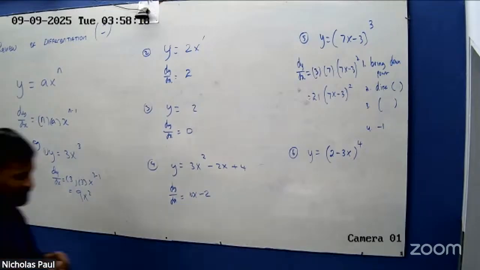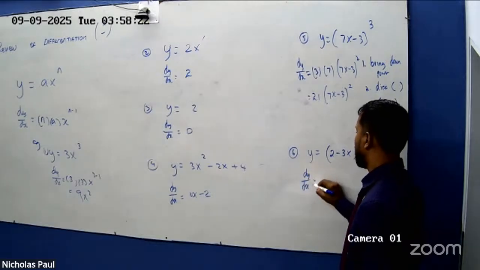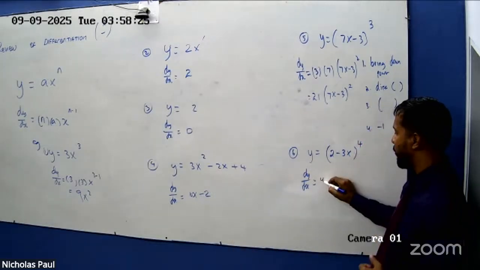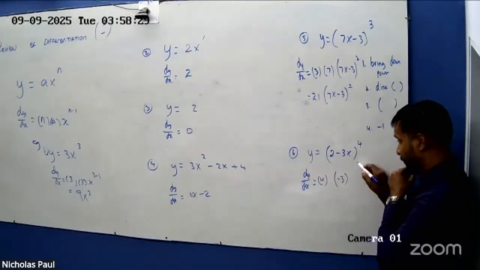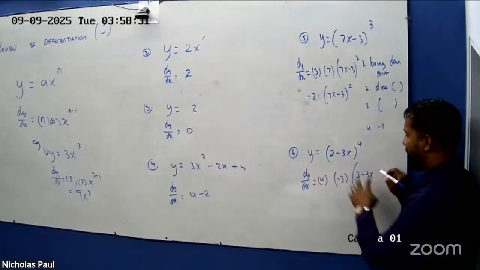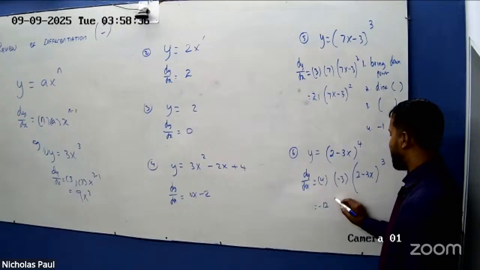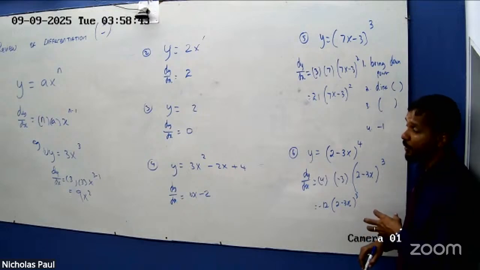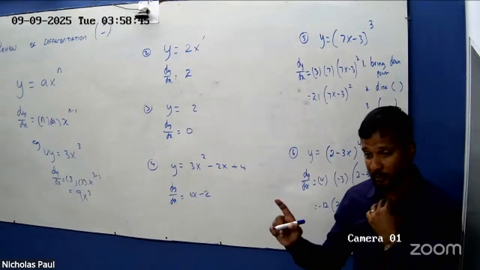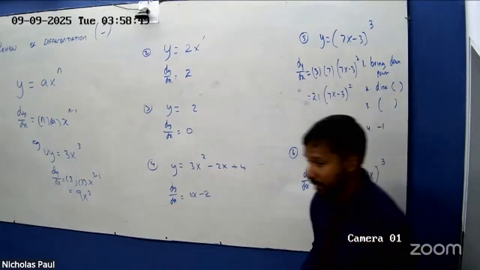All right, so we'll figure it out. So dy dx is, you bring down the 4, you differentiate inside the bracket, that's -3. You write back whatever is in the bracket and you minus 1 from the power. So that's -12 by 2 minus 3x cubed. This is the short method. You also have to know the long method. The long method is called chain rule. I'm going to show you all the rules today.